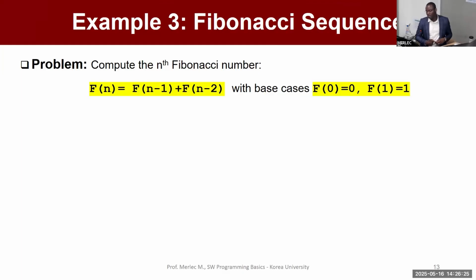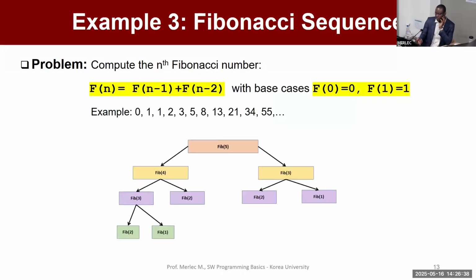Another type of recursive problem is the Fibonacci sequence. What is called the Fibonacci sequence is a problem consisting of generating numbers which are related as follows. The next number is equal to the sum of the previous numbers. It starts with 0, 1, and then 1. The next will be the sum of the two previous numbers.